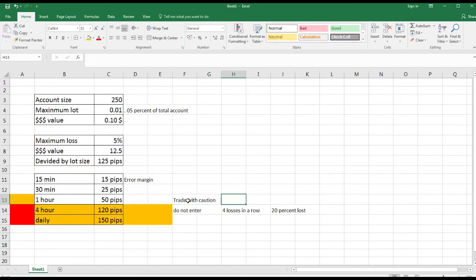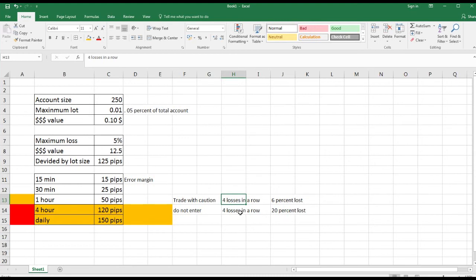And if I make 4 losses in a row, I'm looking at probably a rough estimate of 6% lost. So now what I'm basically doing is just seeing how far my loss could go, because usually I don't make more than 4 losses in a row.